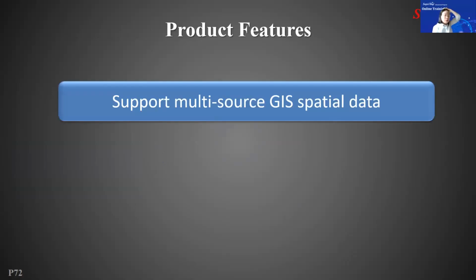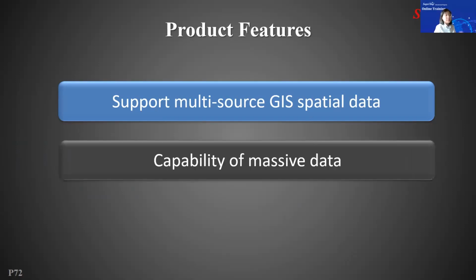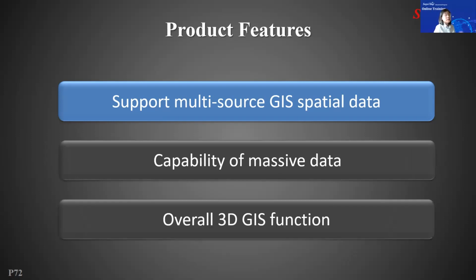So these are the product features. It supports multi-source GIS spatial data, including 2D vector data and 3D model data. It also has the capability to handle massive data. Now we support visualizing city-level 3D modeling data, and it has very complete 3D GIS functions.